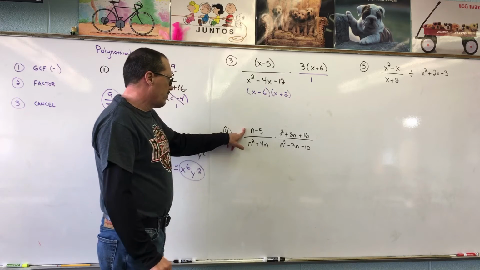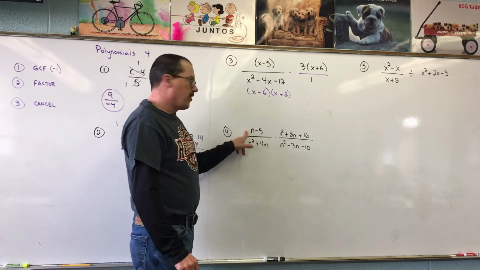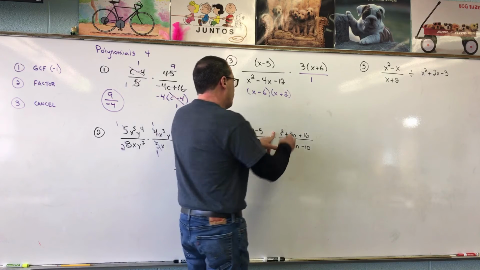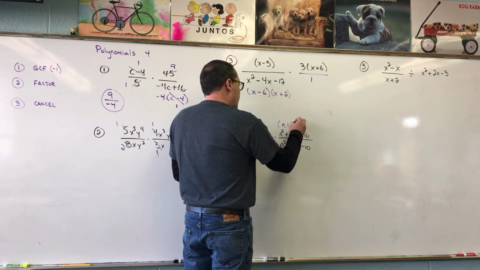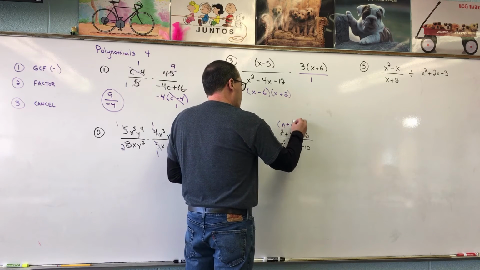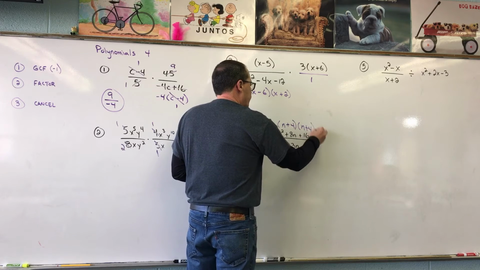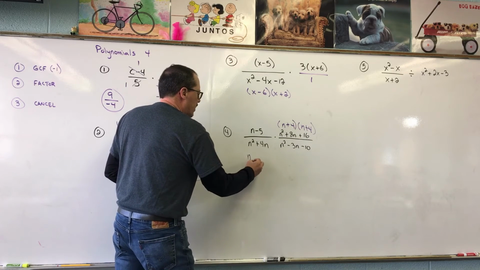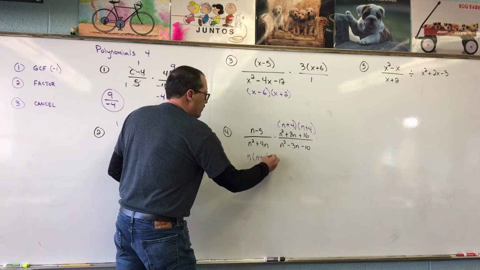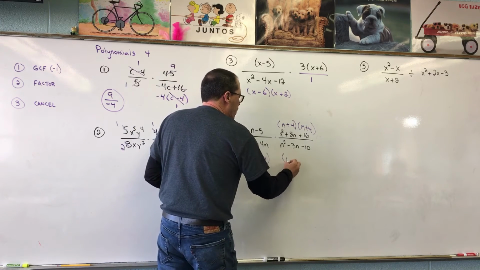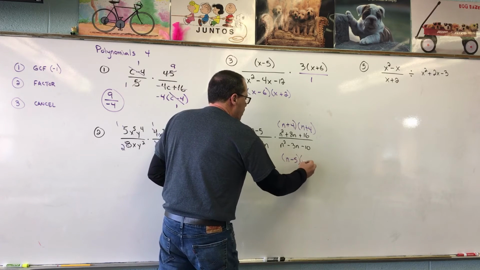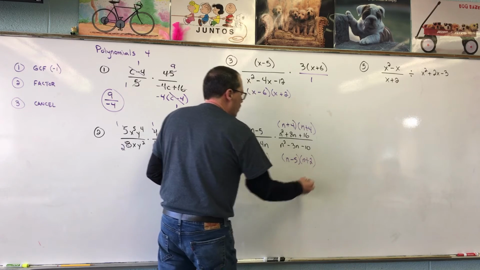So you've got n minus 5 here. So we can't do anything with that. This one here, we're going to factor into n plus 4 times n plus 4. We're going to factor this into n times n plus 4. We're going to factor this one into n minus 5 and n plus 2.